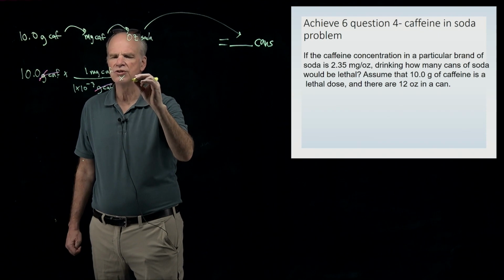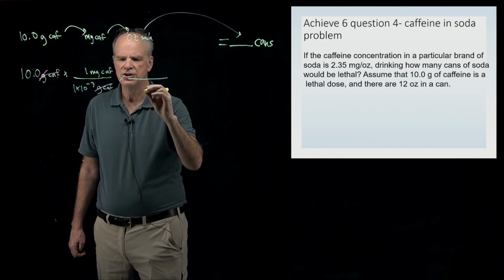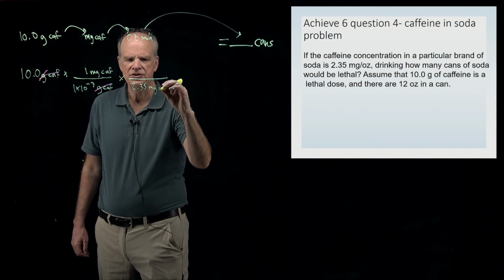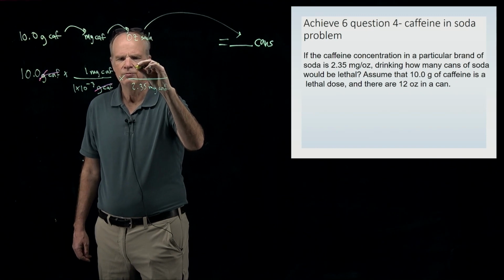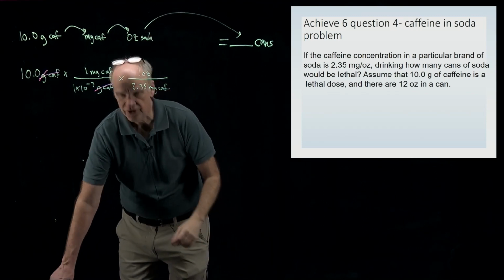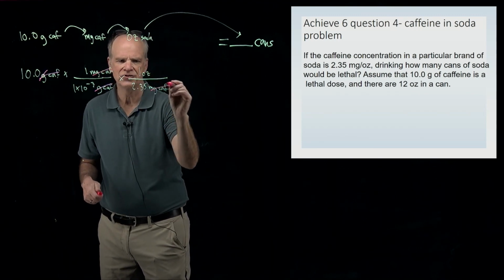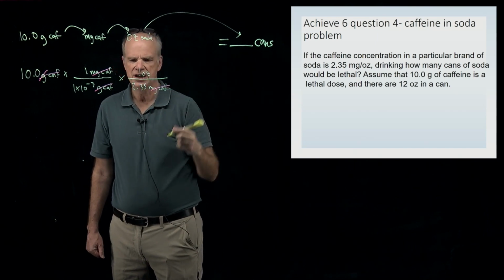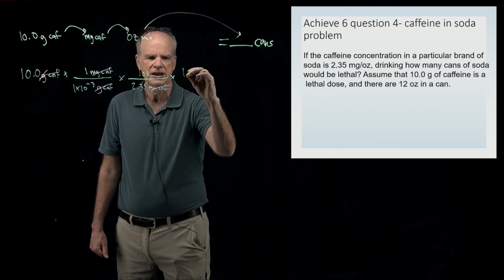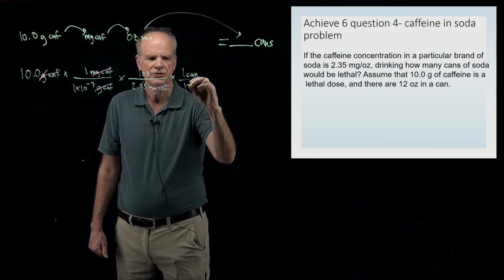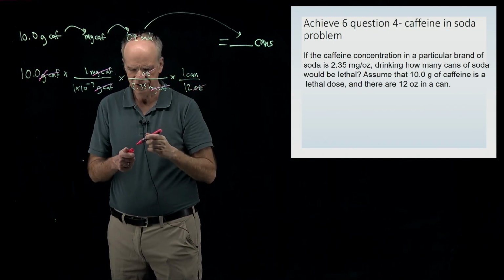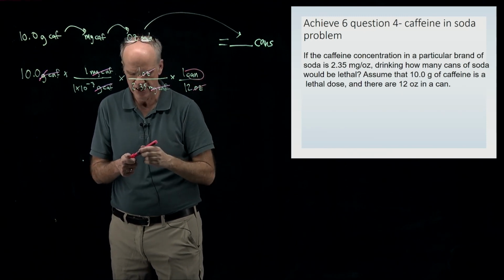To get milligrams of caffeine to cancel, I'm going to put 2.35 milligrams of caffeine here, and then per ounce, so that's 1 ounce of soda there. Let's check things. Milligrams caffeine cancels out. The final step is to get ounces into cans. Here we know that there's 12 ounces of soda in a can, so it's 1 can over 12 ounces. Okay, so ounces cancels out, and so we should get an answer in cans.